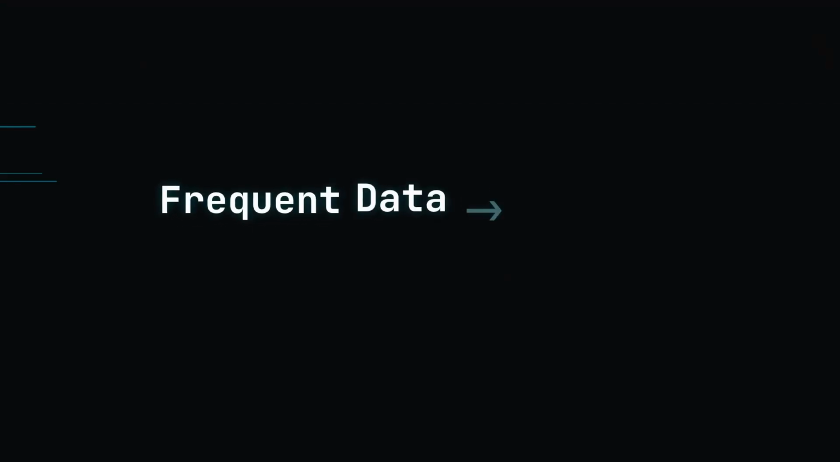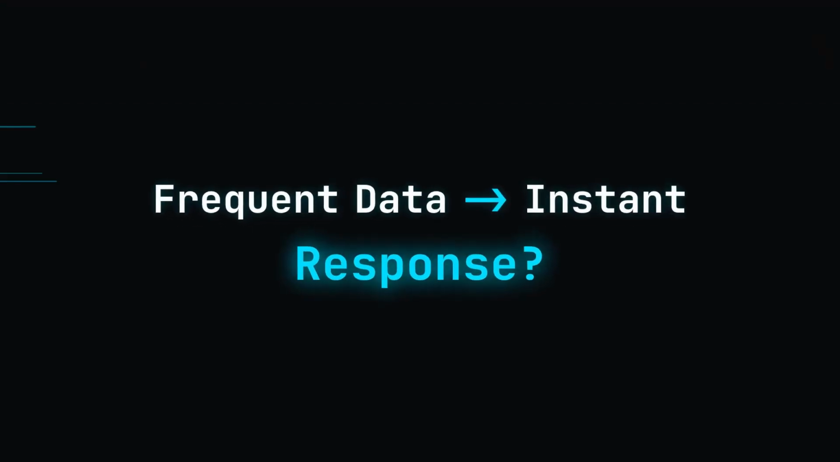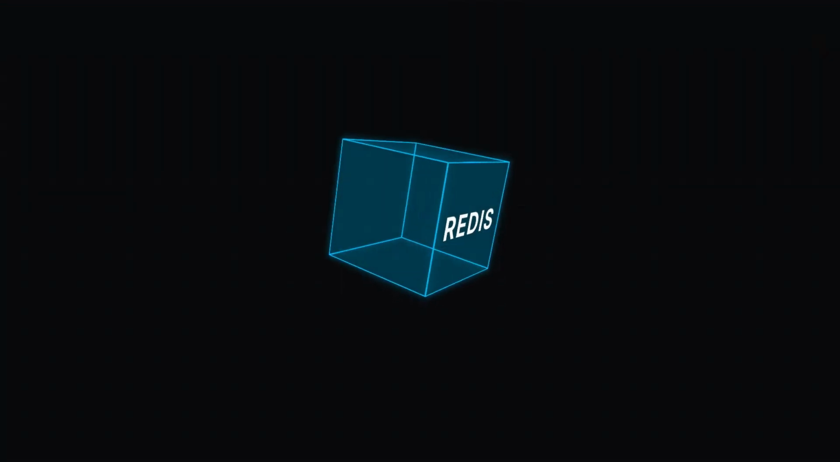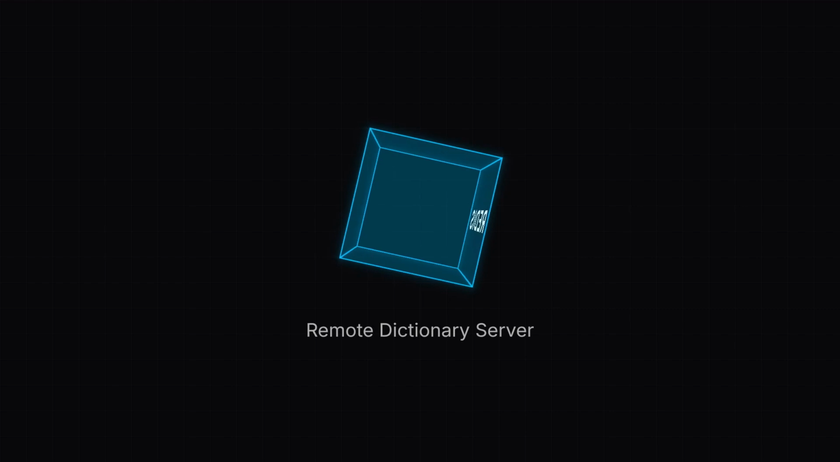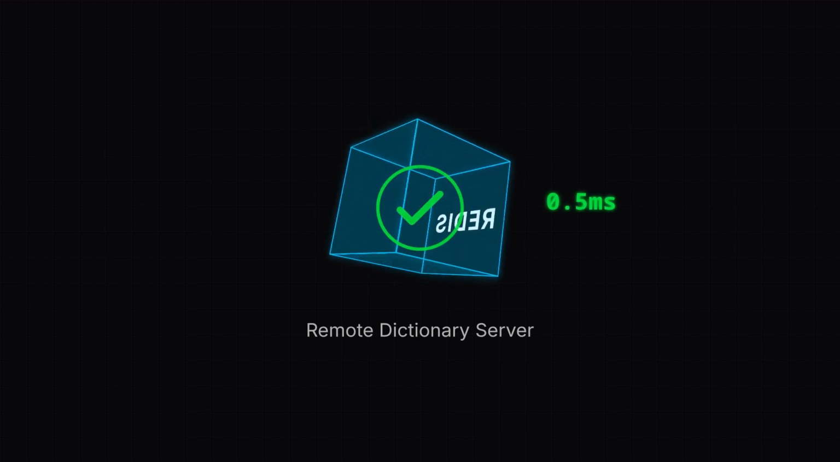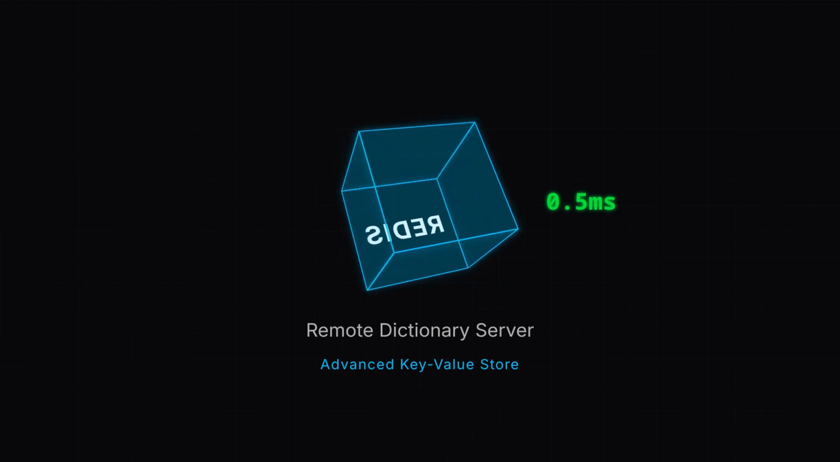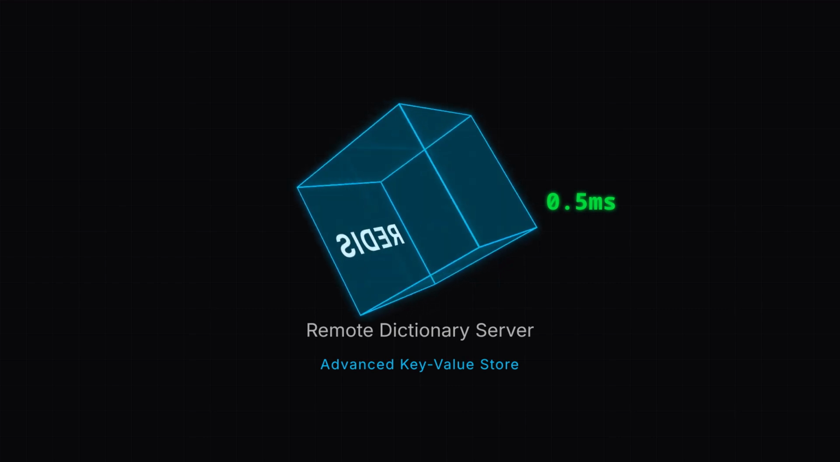What if you could store frequently accessed data somewhere that responds instantly? This is where Redis comes in. Redis stands for Remote Dictionary Server. It is an open-source, advanced key-value store, often referred to as a data structure server.